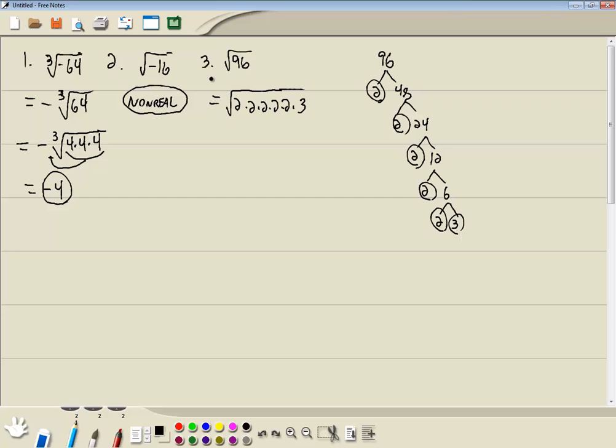Now we're dealing with the square root, so we're looking for a pair of somethings. Well, here's a pair of 2's, that's going to come out in front as a single 2. And here's a pair of 2's, that's going to come out in front as a single 2. Now when they come out, there's multiplication in between them. And we're left with 2 times 3 inside. There's not a pair of anything there, so that just gives us 6. So our answer is 4 square root of 6.